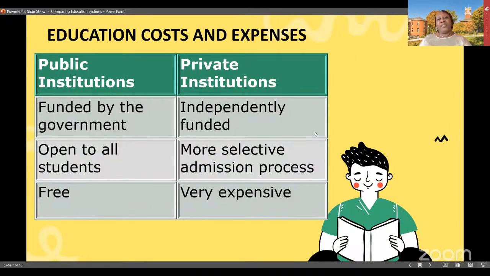Okay, moving on. Education costs. I know, and I stand to be corrected here, most of the education in Uganda is not free. You've got to pay fees. And then this that you see right here is for the US. Public institutions are free, and private institutions are very expensive. But we have different reasons why people will enroll kids in private institutions.